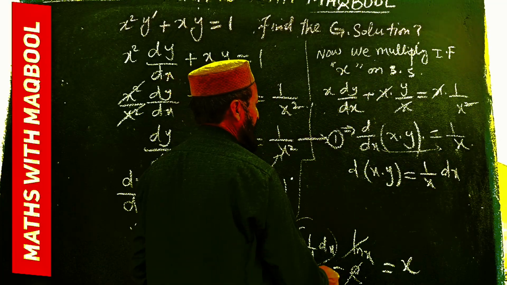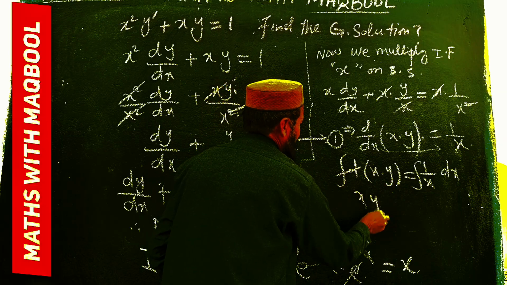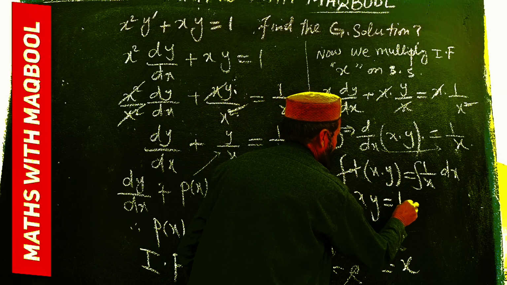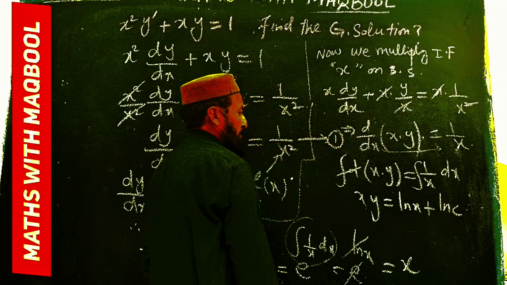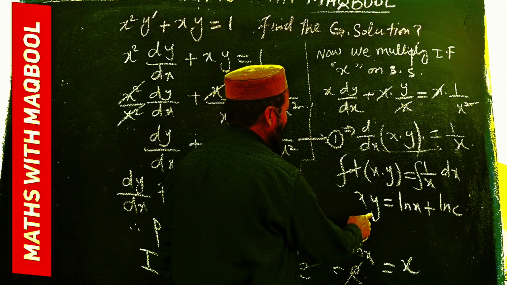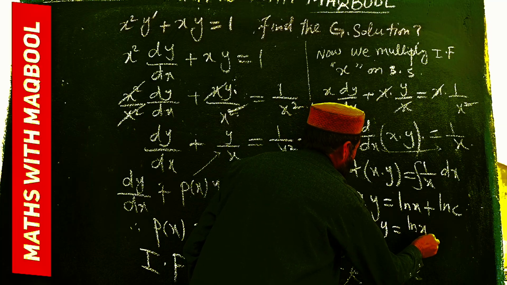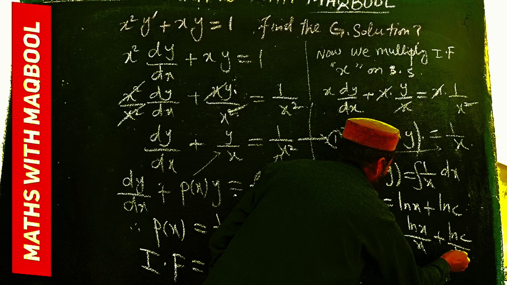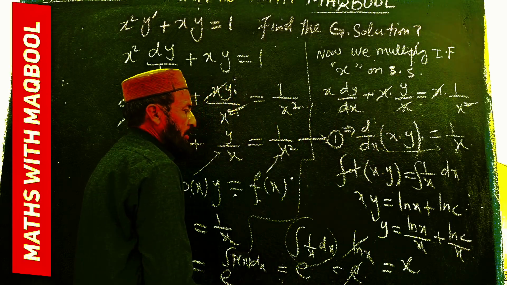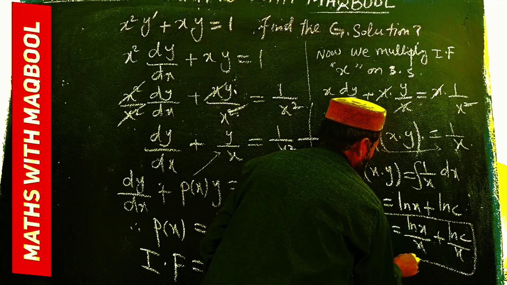Now taking integration on both sides, xy is equal to log of x plus log of c. Now we require the value of y, so we can write y is equal to log of x divided by x plus log of c divided by x. So this is the general solution of y, the answer of this question.